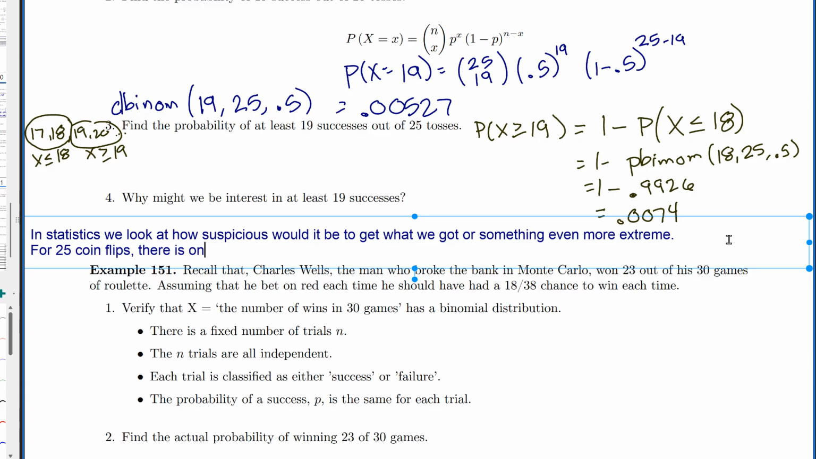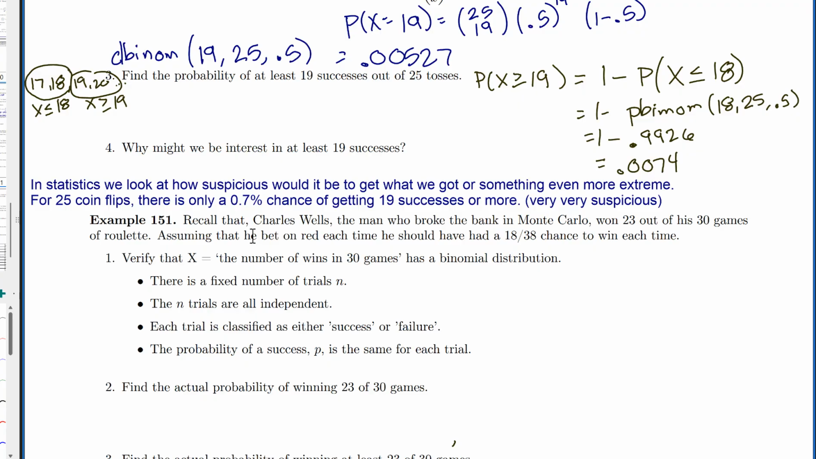there is only a 0.7% chance of getting 19 of what you want, successes, or more, something even more extreme. This is very, very suspicious. Maybe it really happened, but maybe those conspiracy theorists had a point. Maybe some cheating was going on.